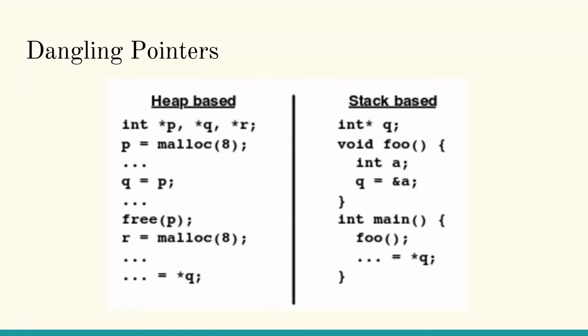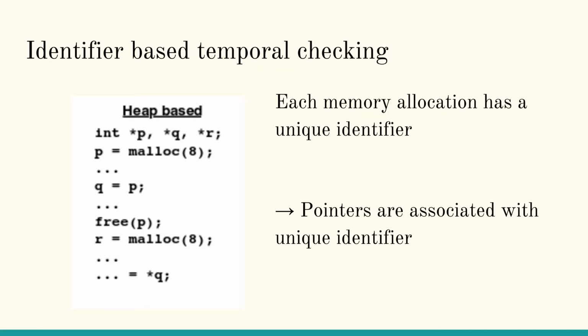On the second, on the right, you'll see that main will call the foo function. Pointer will be set to a local variable in the foo function. Once the foo function returns, the memory is freed. However, the pointer is still used in the main function itself, which causes another temporal violation.